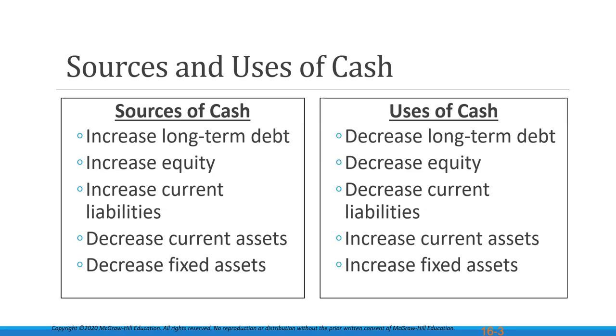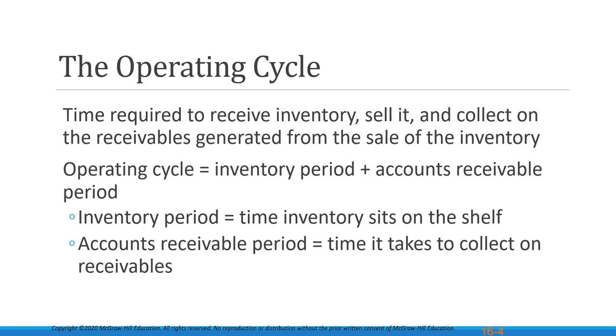How do we use the cash that we have? We use it to pay off debt, to buy stock back from the marketplace, to pay off accounts payable and other short-term expenses and current liabilities, to increase current assets by buying inventory for future resale, and by buying property, plant, and equipment. So we're going to talk about various components of current asset management and current liability management throughout this chapter.